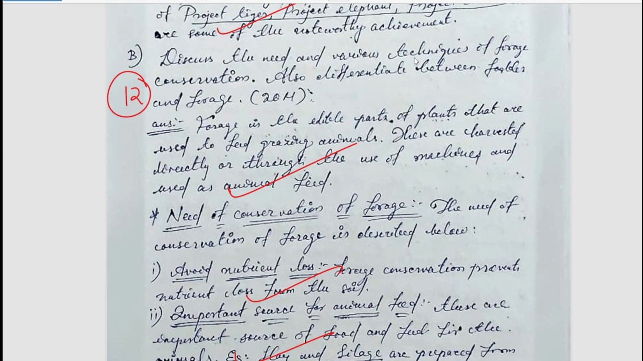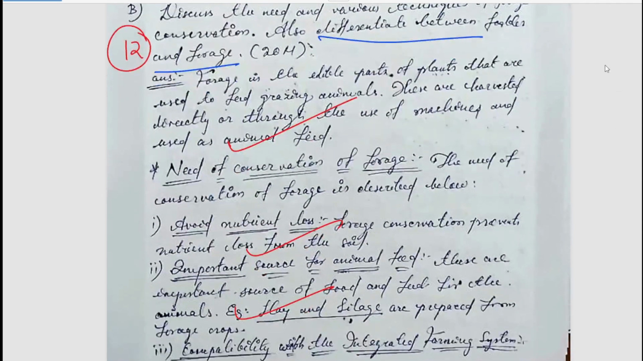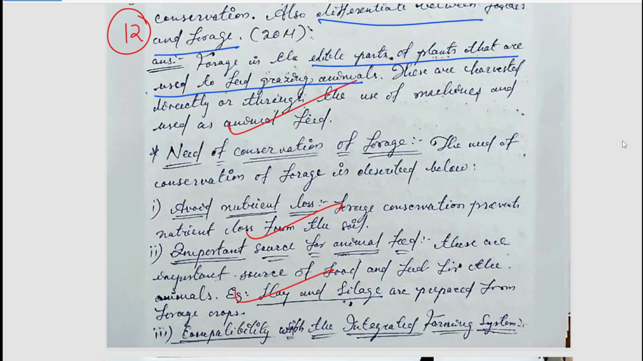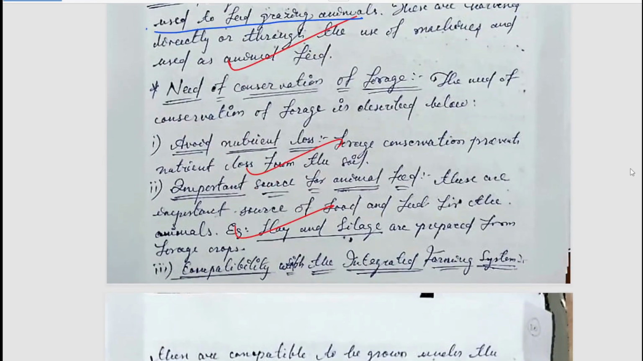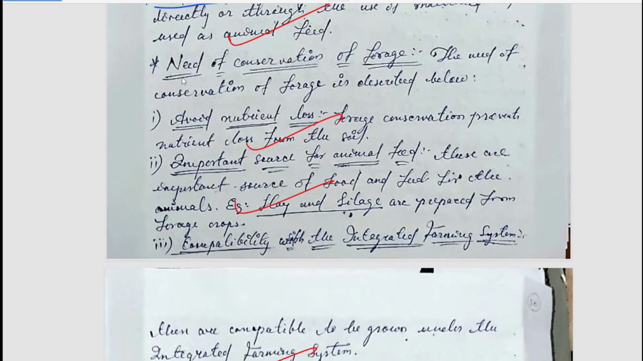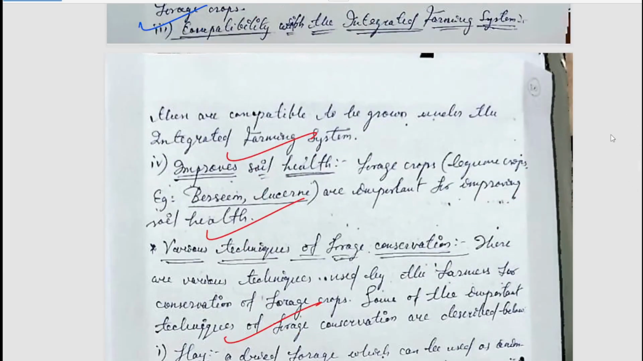discuss the needs and various techniques of forage conservation. Also differentiate between forage and fodder. So we all know what forage is. Forage is the edible part of the plants, other than grains, used for food for grazing animals. Okay, so these are the edible parts which can be used later for animal feed. Conservation of forage. Why? Because these can avoid nutrient loss, and ensure a source for animal feed. So this is the basic point you should know. Bulletin points: improve soil health.